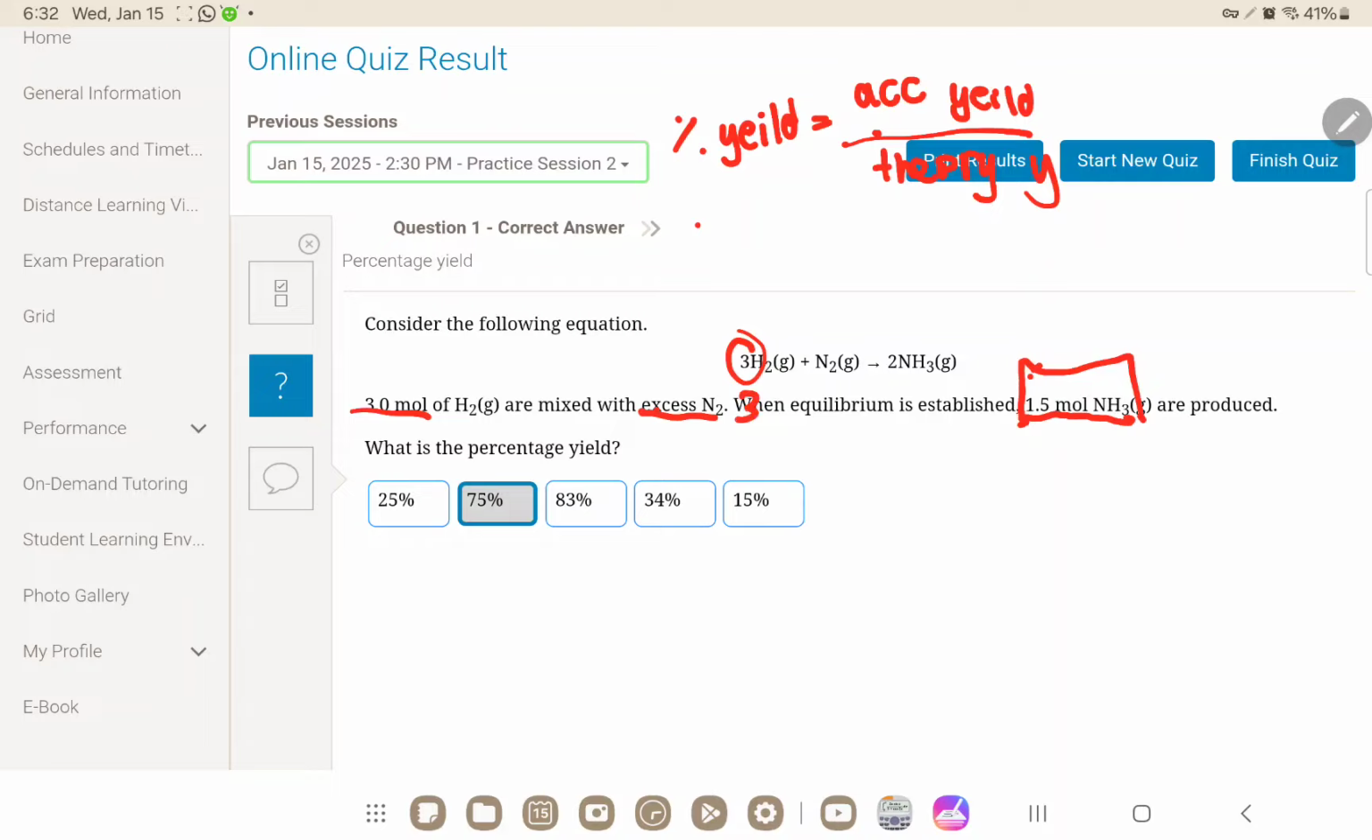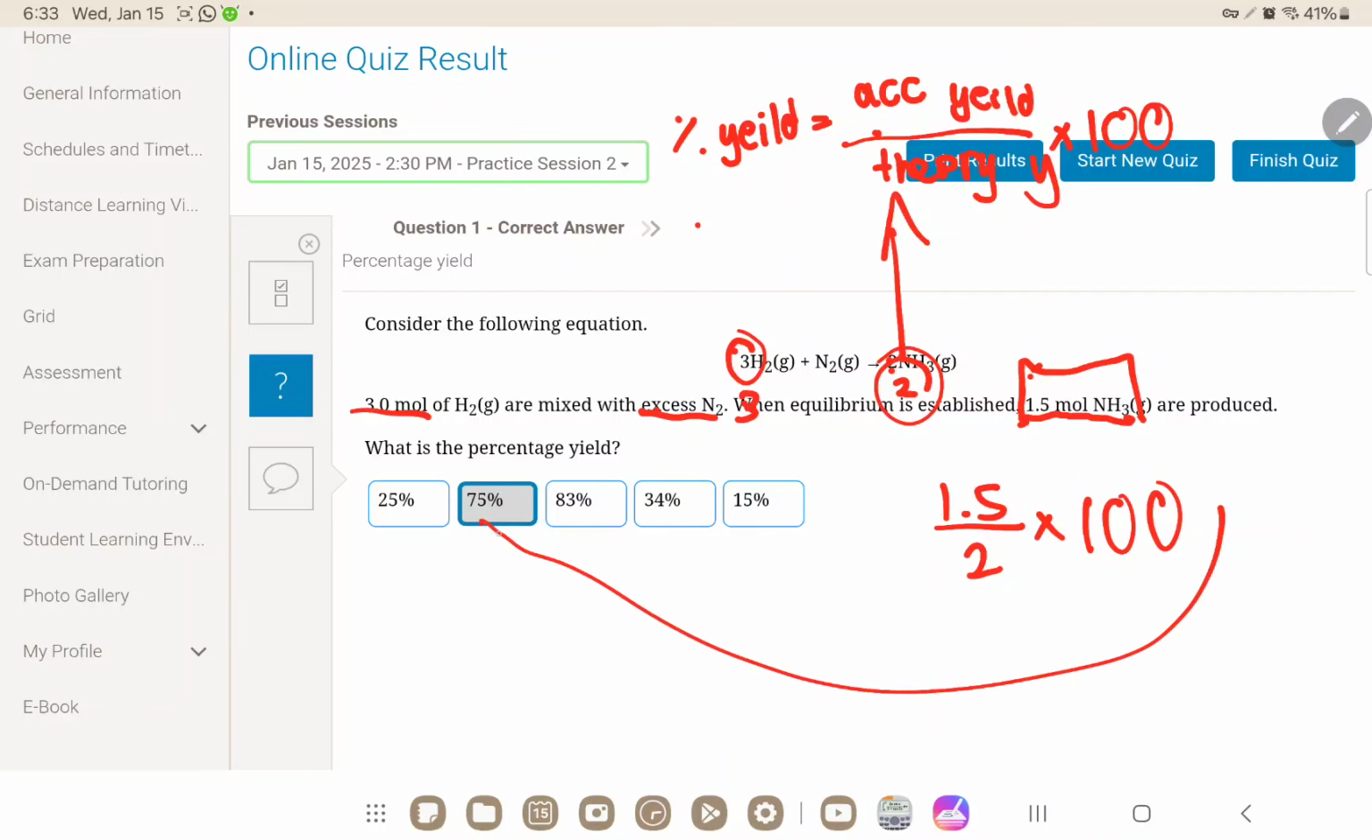So when 3 moles are used, we have 2 moles being produced and then 3 moles. So 3 times 2 divided by 3, you're gonna get 2. So 2 is your theoretical yield. Now what you do is 1.5 divided by 2. Oh, by the way, this equation is times 100. I forgot to add that, my bad. Times 100, you're gonna get 75%. And that's how you solve for percentage yield.